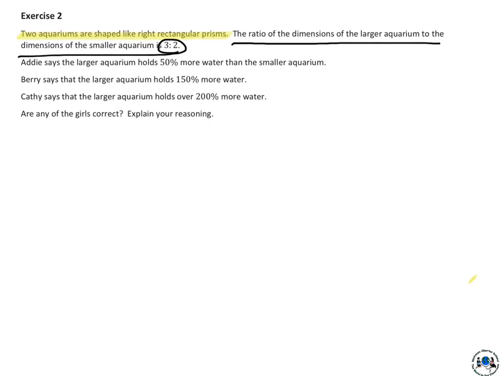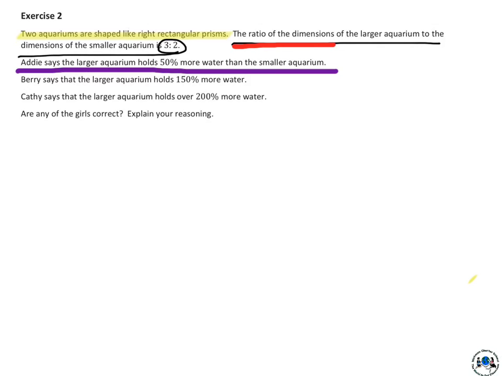All right, and then the ratio of the dimensions of the larger aquarium to the dimensions of the smaller aquarium is 3 to 2. Okay, so the ratio is 3 to 2. Now, really, really important here, and I'm just going to underline it just to help you think about it, the ratio of the dimensions. That's really important when we're talking about volume now.